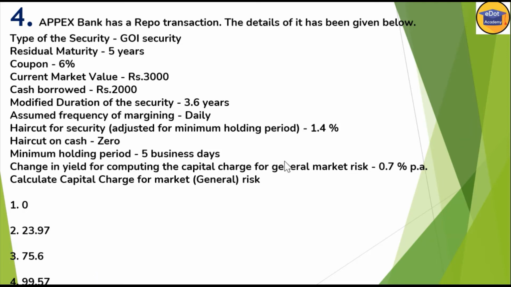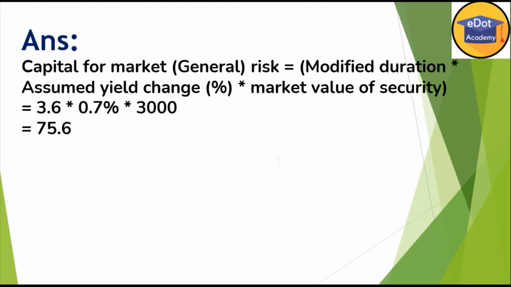Question number 3 was the specific risk, and now here is the capital charge for market general risk. For this we are going to use the formula here. You can see it's a very important formula, so you can make a note of it. Capital charge for market general risk equals modified duration into assumed yield change in percentage, and the market value of the security.